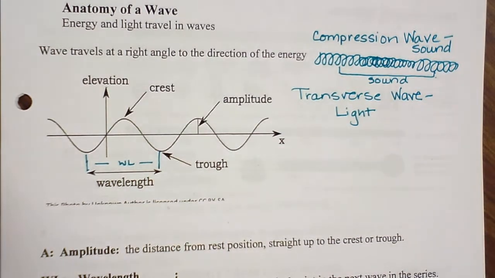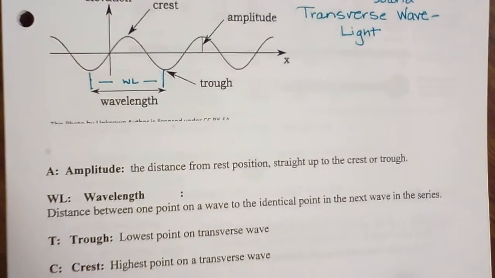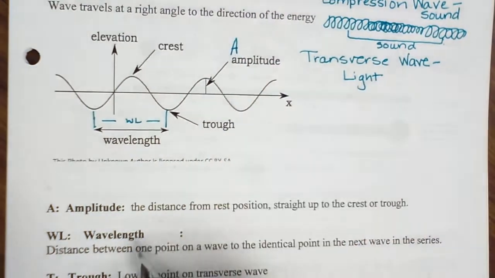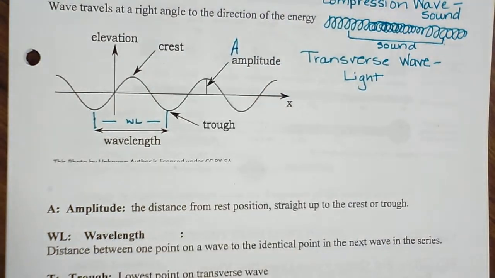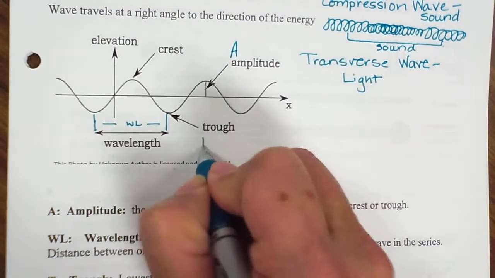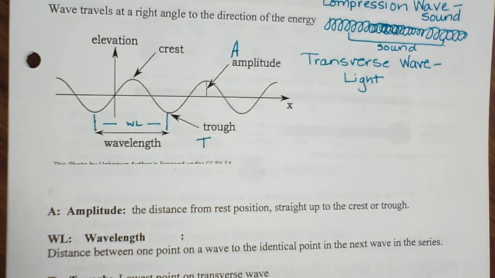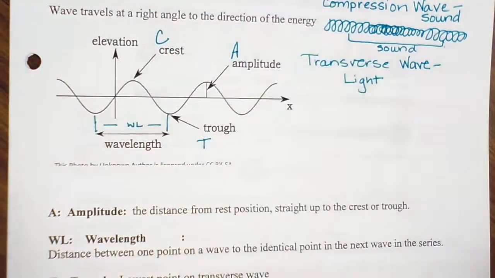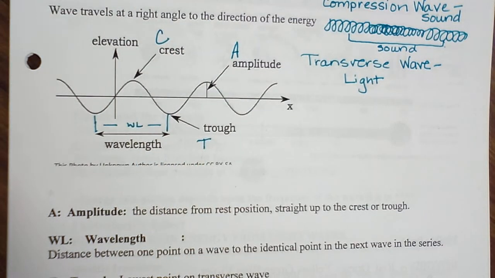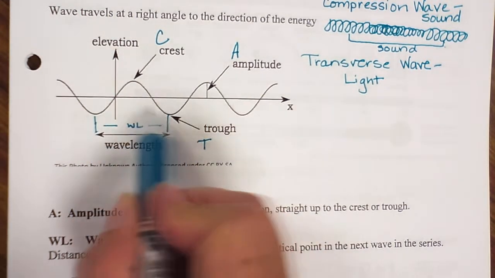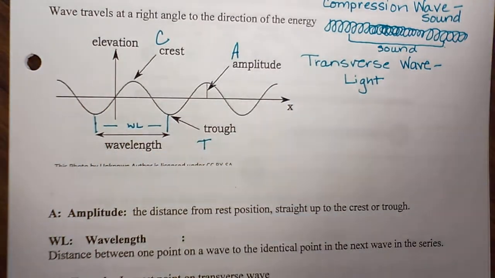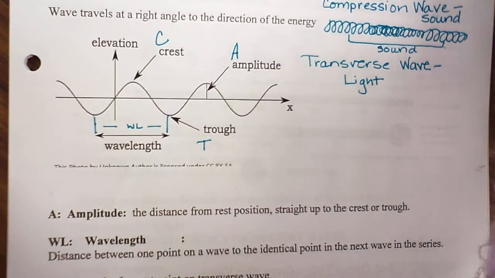So we're going to go through the anatomy of the wave here. The A is for amplitude, and that is the distance from the rest position to the bottom of the trough, which is the T, or the top of the crest, which is the highest point of the wave. All of that should have been basically review. And then the wavelength is the distance covering the entire wave from one point on the wave to the other identical point on a later wave.